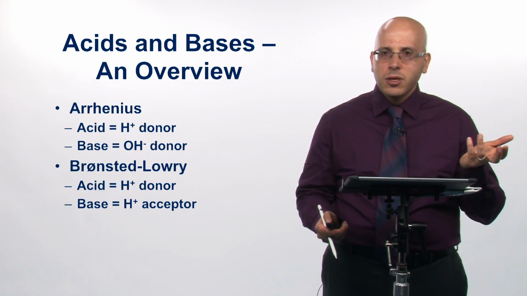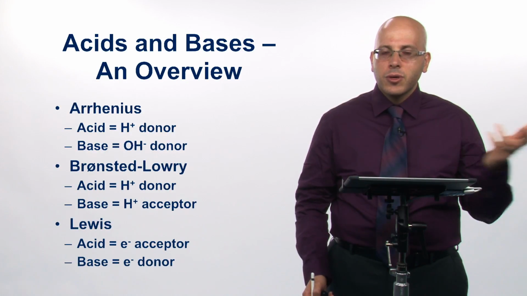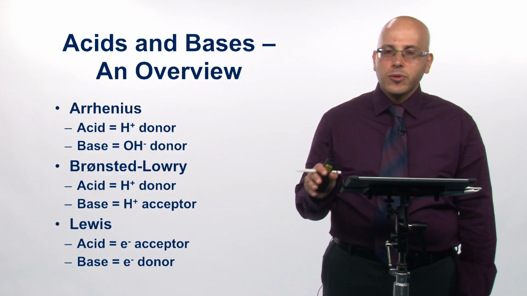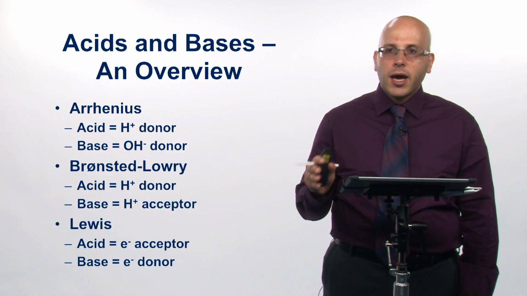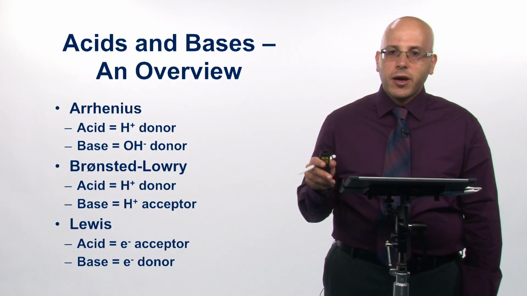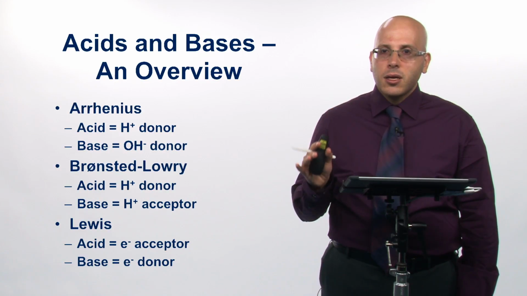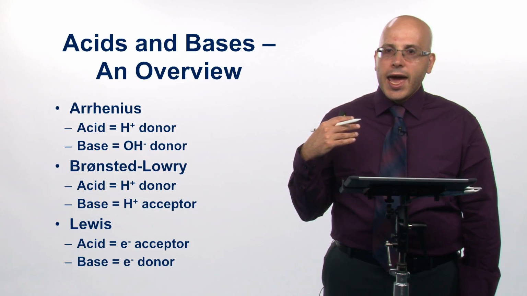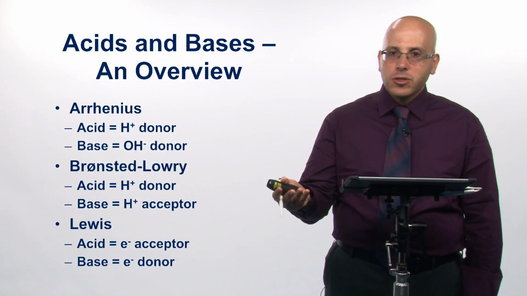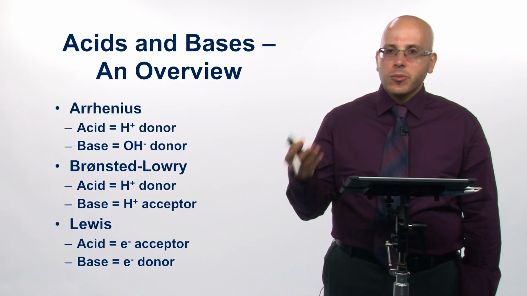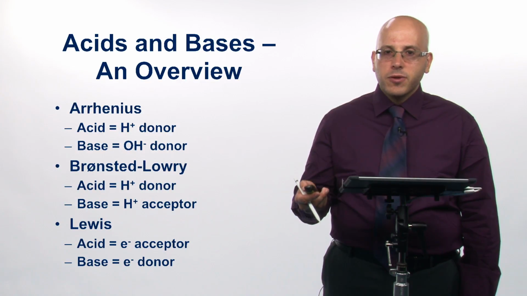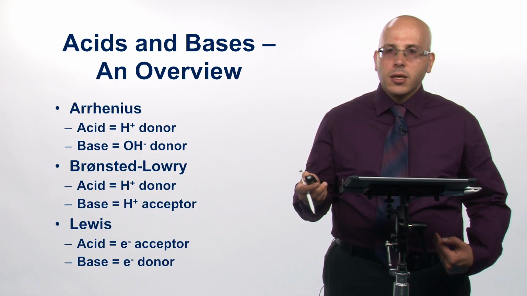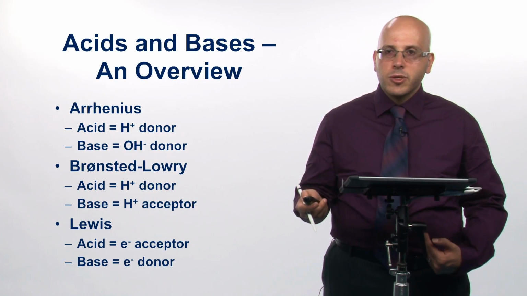And then the last definition for acids and bases that I want to show you is that of Lewis. Okay, this is the same Lewis as Lewis dot structures. Okay, so clearly the guy liked electrons. Okay, and so we're going to define a Lewis acid as something that can accept electrons, and a Lewis base as something that can donate electrons. Okay, so what I'm going to do now is give you some specific examples of how these different acids and bases can sort of relate and differ from each other.